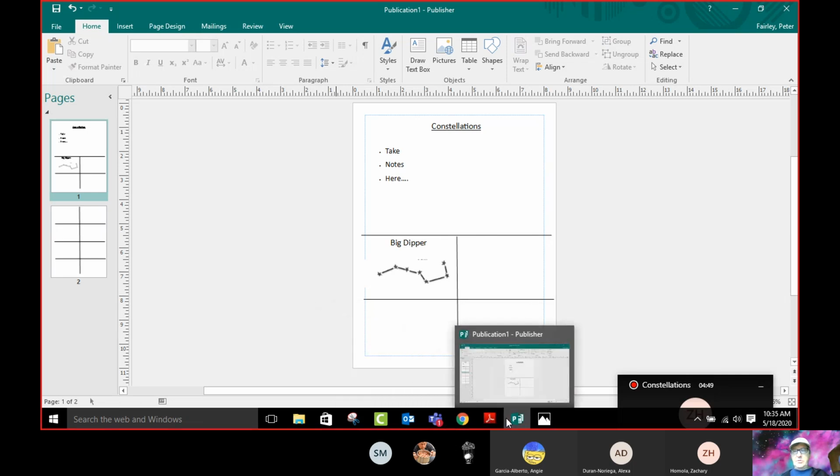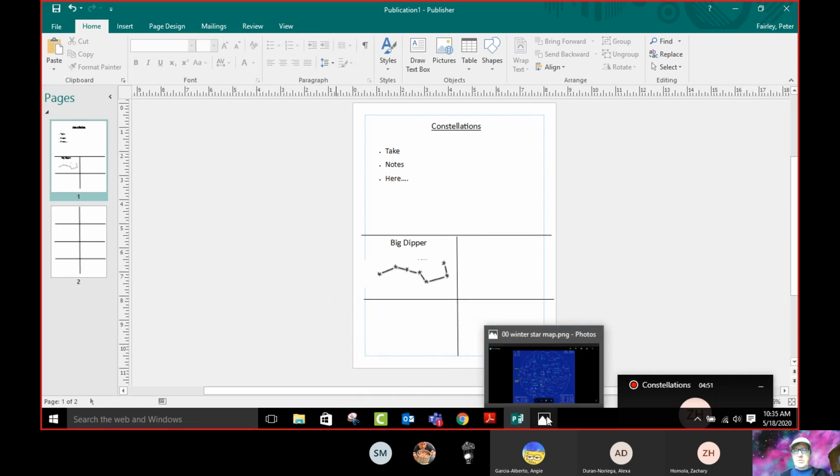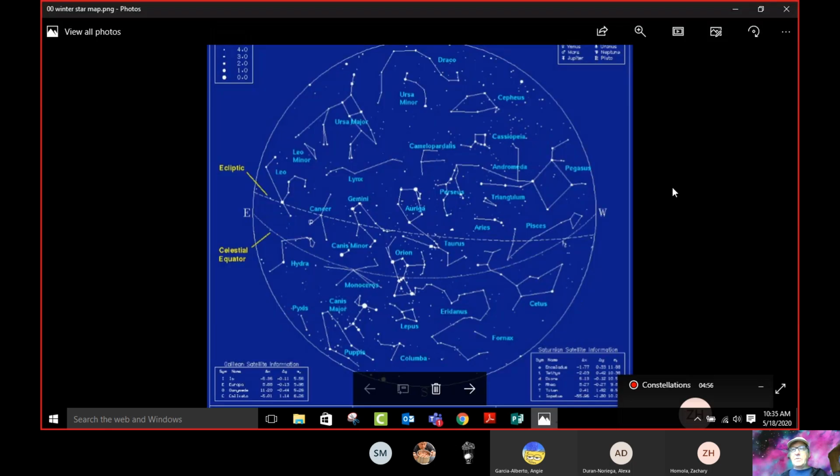So, the constellations themselves are basically connect the dot patterns that people see in the sky and that have been passed on from generation to generation over centuries.